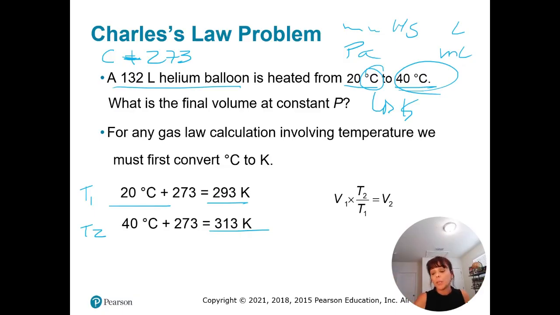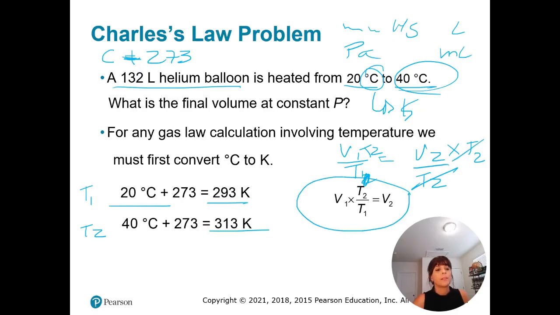So we have the formula. We know that V1 divided by T1 is equal to V2 divided by T2. Oh, sorry. So if I multiply by T2 on both sides, we're going to cancel over here, and we're going to have this formula over here. Okay? A little bit of algebra again.